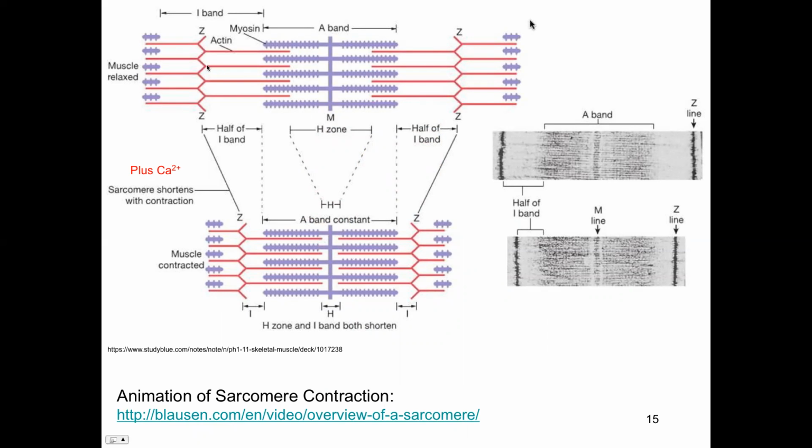But notice, here's a relaxed sarcomere, here's a contracted sarcomere, and you can notice that the A band has stayed the same size, but the H zone has gotten smaller. The other one that's going to get smaller, which I don't refer to as much because it's between two sarcomeres, is the I band as well. But the H zone definitely is getting smaller, and you can see that here. If you look at this using EM microscopy, you can actually see that this is indeed what happens.